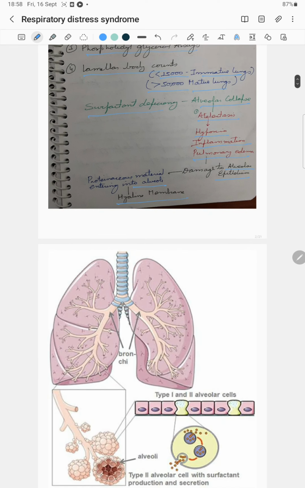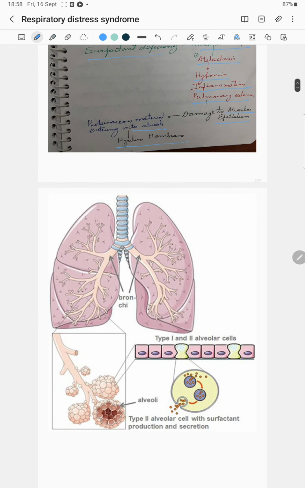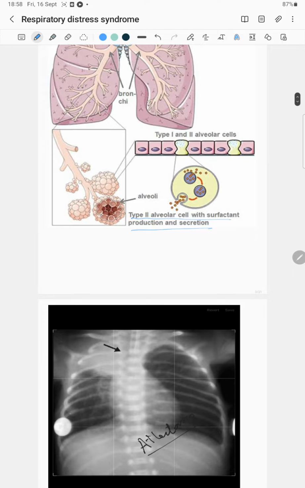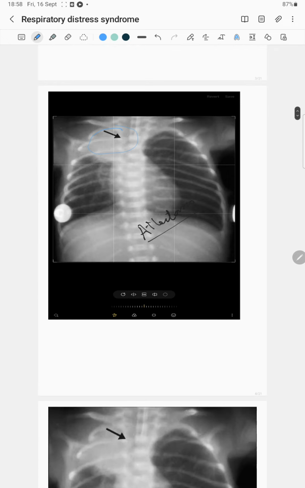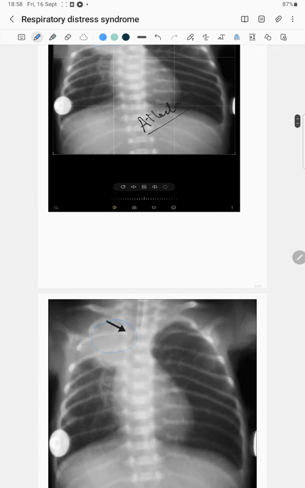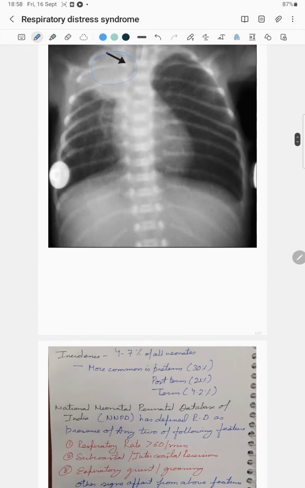Now I will tell you about type 1 and type 2 alveolar cells. In this photo we can see type 1 and type 2 alveolar cells. Surfactant is produced from the type 2 alveolar cells. Now this X-ray shows what atelectasis is. In this part, the lung is collapsed. In this part also, the lung is collapsed.